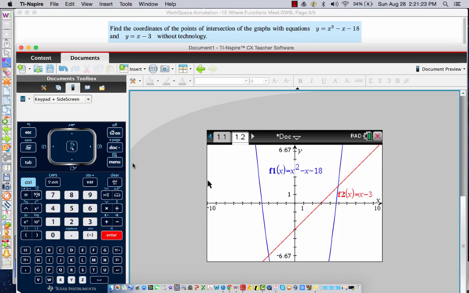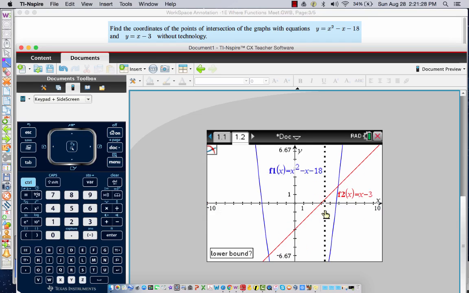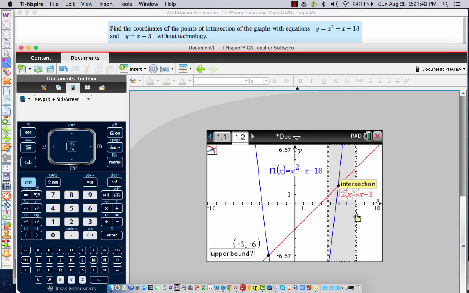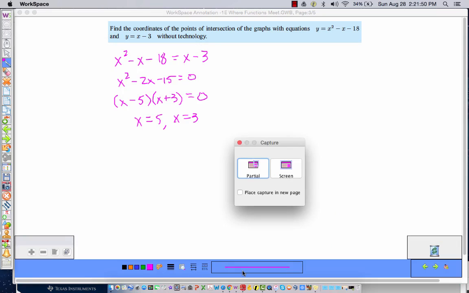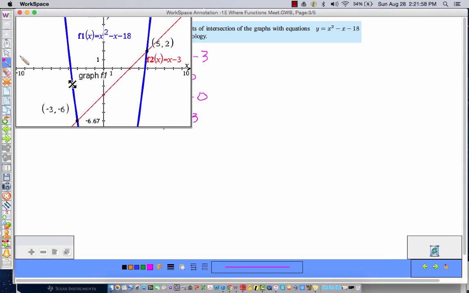And then we can find out where they intersect by going menu, analyze graph, intersection, and then I drag my mouse and go to the left of the first point of intersection. And then I'm going to drag this, and the x value is negative 3, which we got. Do it again, analyze graph, intersection, left, drag, right, move that up so we can see it. And let's see, I will go ahead and take a picture of this so it's on the video, I suppose.